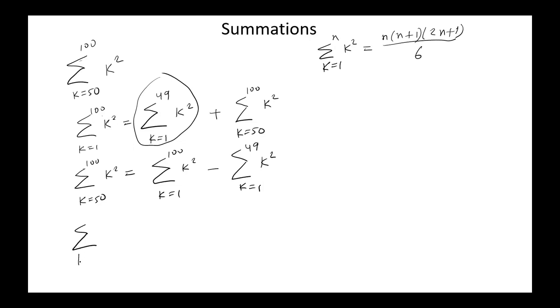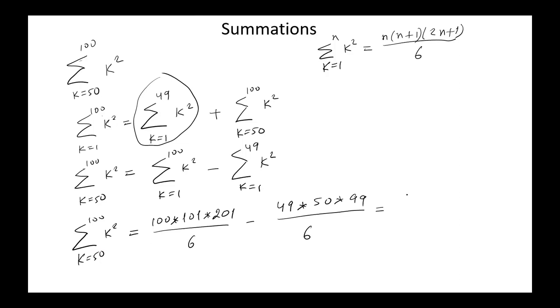we obtain the summation k equals 50 to 100 of k squared equals 100 multiplied by 101 multiplied by 201 over 6 minus 49 multiplied by 50 multiplied by 99 over 6. You can easily do that, and the final result is 297,925. For today, that's all.